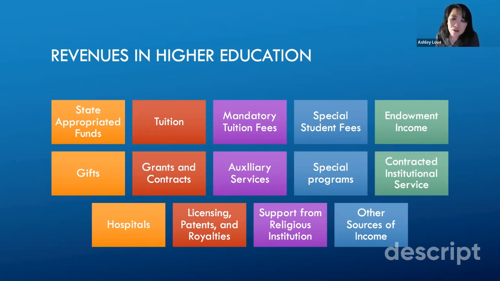There's gifts, there's grants and contracts, auxiliary services, special programs, contracted institutional services, hospitals, if we have one, right? Patents, and also royalties. So a lot of the inventions happening in prestigious universities have patents for various things, and they're getting royalties from people using them. Support from religious universities and other income. So capital gains from buildings that they're renting out, for example. So they're getting income from all these sources.